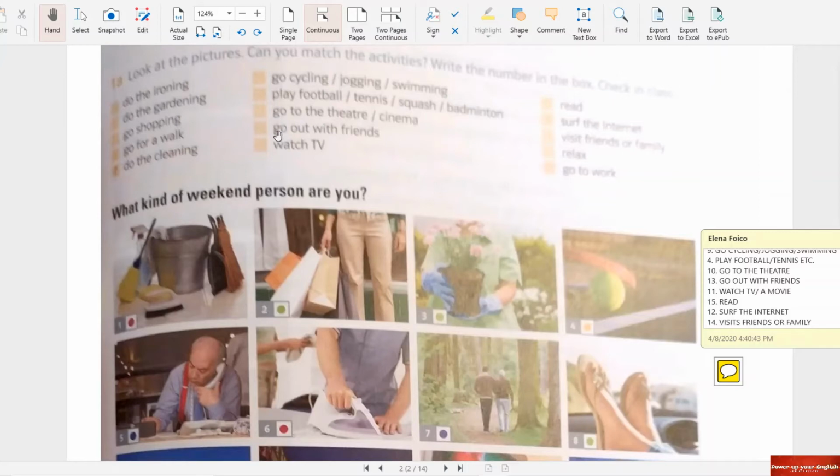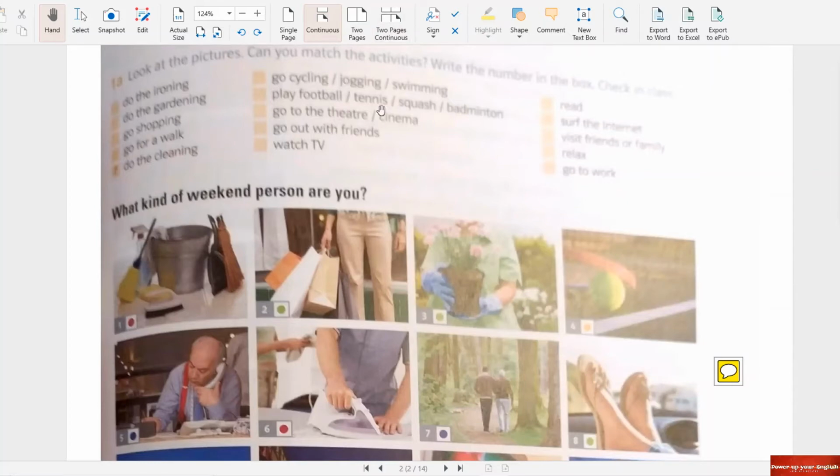Number 13, 1-3, go out with friends. Watch TV or watch a movie maybe is number 11. Read is number 15, 1-5. Surf the internet, number 12. Visit friends and family is number 14. Then we have relax, number 8. And go to work is number 5.